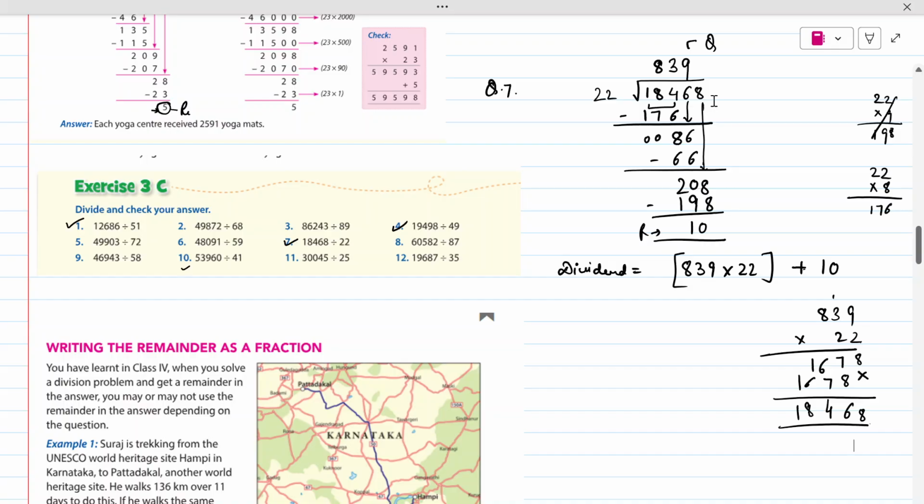Okay. So kids, this is how we have to do this question. Now moving to question number 10.